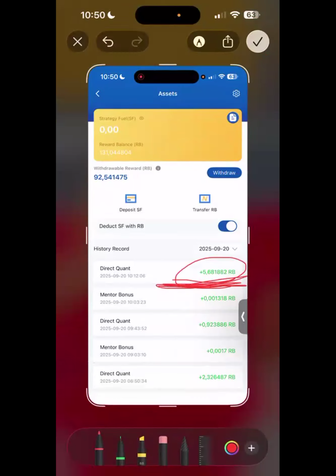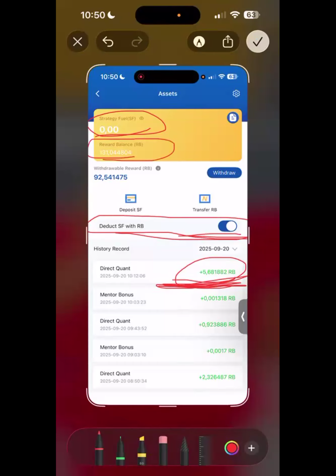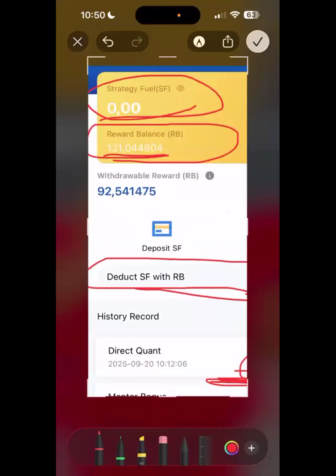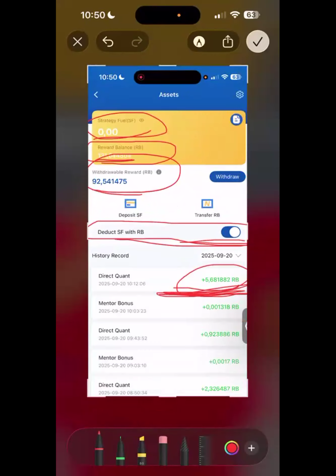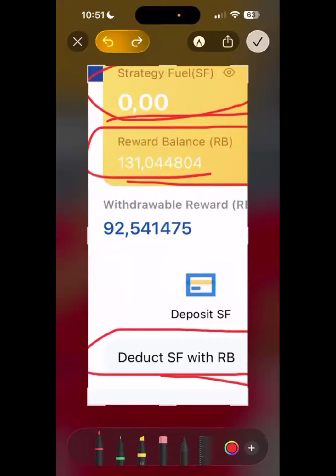Okay, so strategy fuel, you see 0 here. Why? Because I have turned on this button, deduct SF with RB. It means if there should be fuel fee deduction, they should deduct it from my reward balance. Currently, I have 131 and the withdrawable is 92. This tells you that the difference is not yet 24 hours. Once it's 24 hours, it adds up to the 92. But I can withdraw the 92 since that is the withdrawable amount. I hope that is clear.